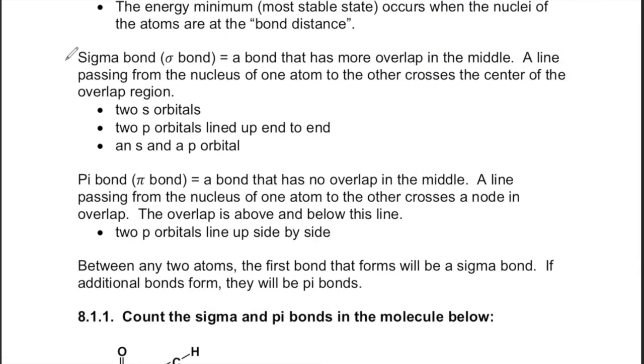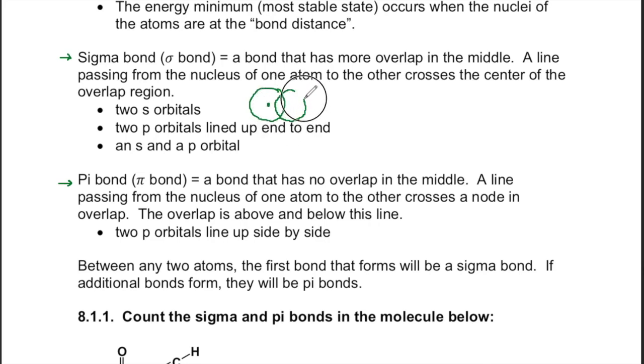Alright, so another thing we want to look at is the difference between a sigma bond and a pi bond. These are 2 types of bond overlap that can form. I encourage you to look at your textbook. They have some pretty good drawings there. I'll do my best with these drawings.